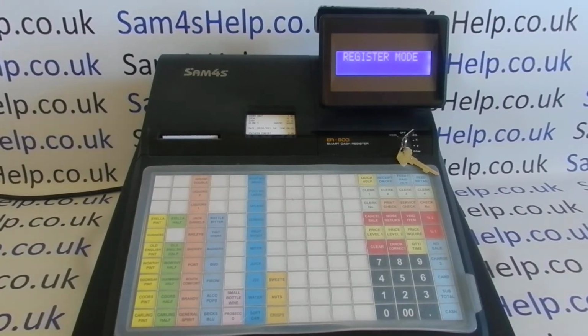Okay, so on this particular machine, in fact across all cash registers, not just Sam4S cash registers, there's different types of read, reset and then periodic reports that you can run. So in addition to the fact that you can run a financial report, a PLU report and a group report and time report and a clerk report, there's all sorts of different information you get out of the till. But then there's different ways and different time periods that you can produce that information for.